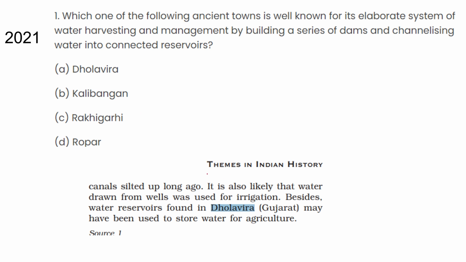So the answer is Dholavira. If we see this again, in the Themes in Indian History NCERT, it is mentioned that water reservoirs were found in Dholavira, Gujarat. So it's directly picked from here.